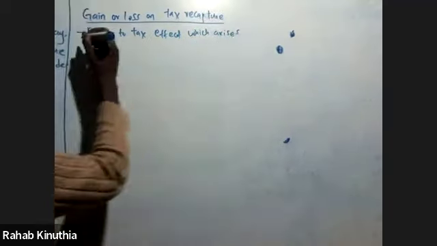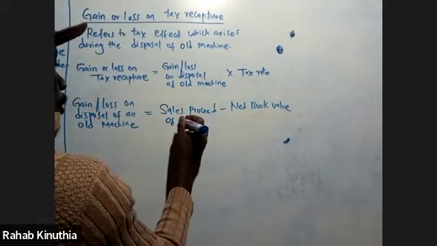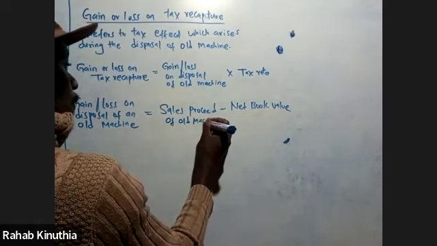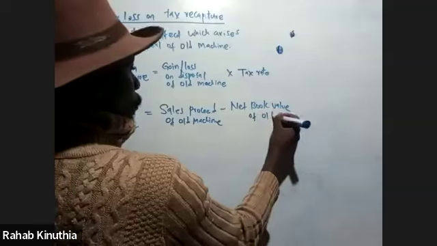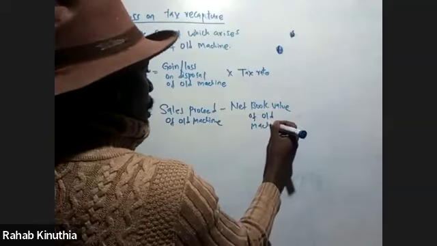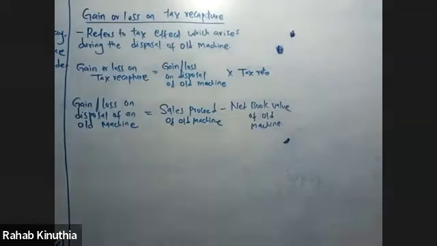Then that will be equal to sales proceeds minus net book value. Sales proceed of old machine minus net book value of old machine. So that's how you get it.